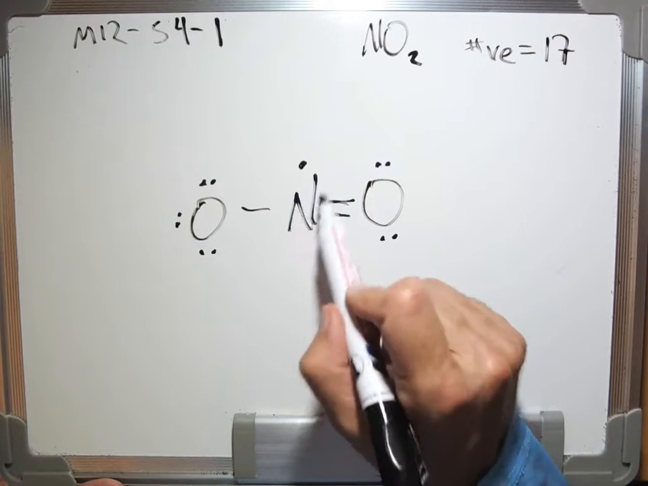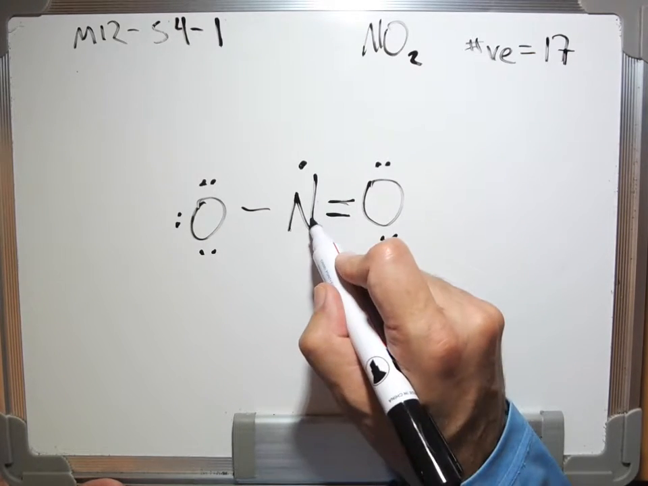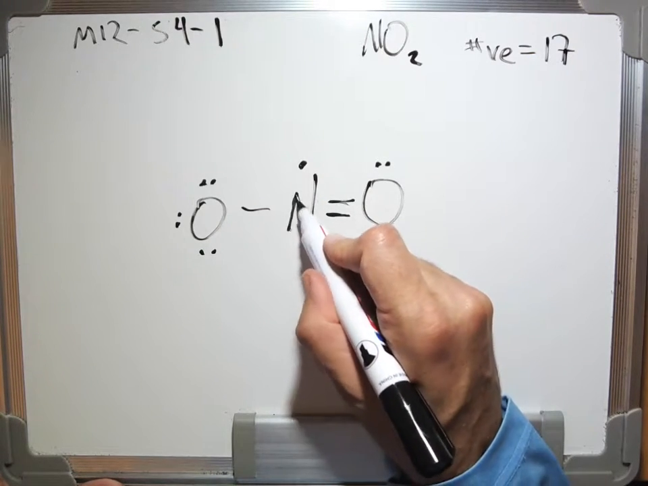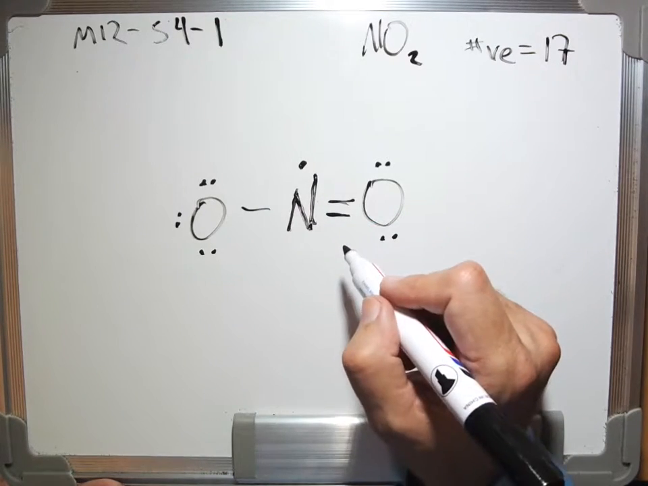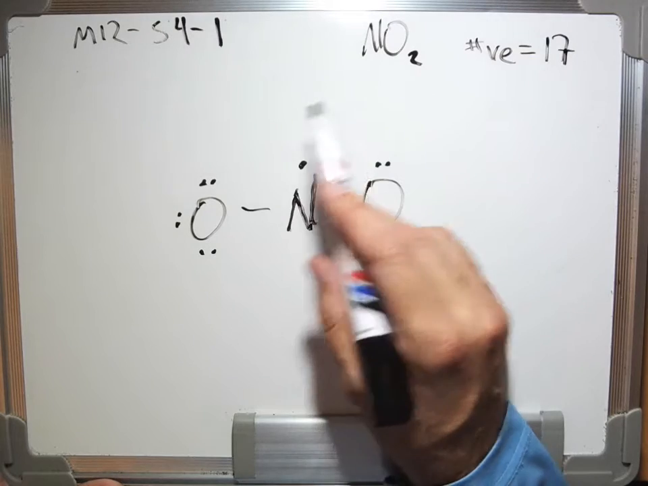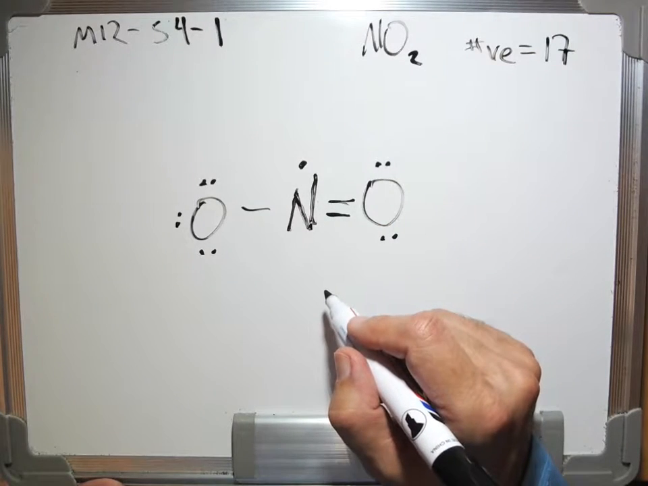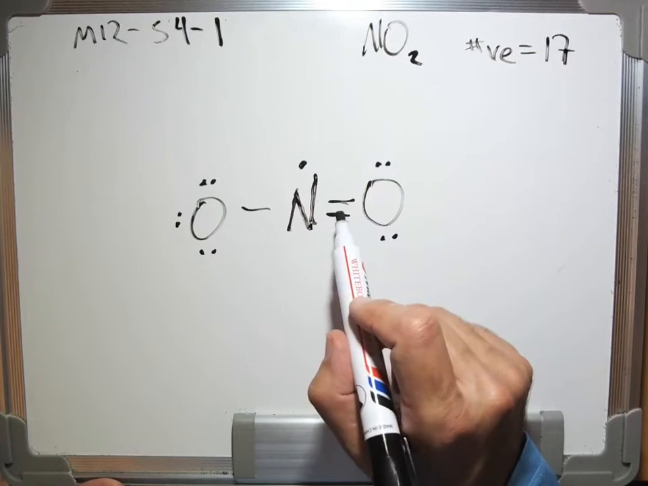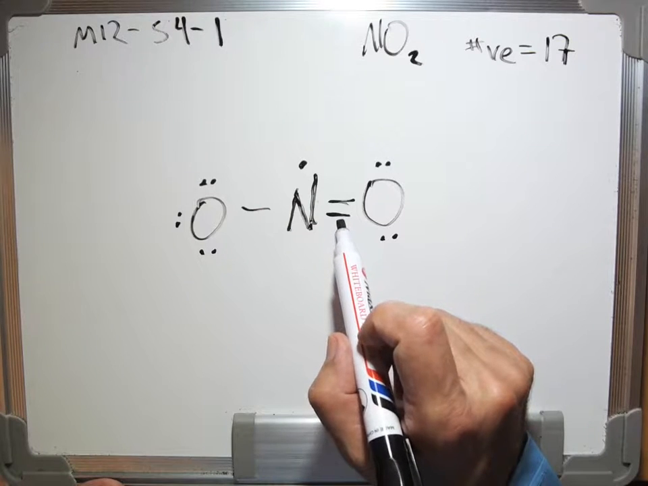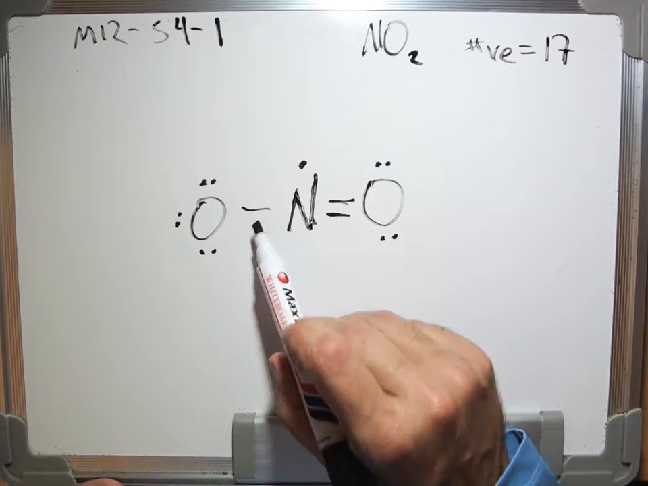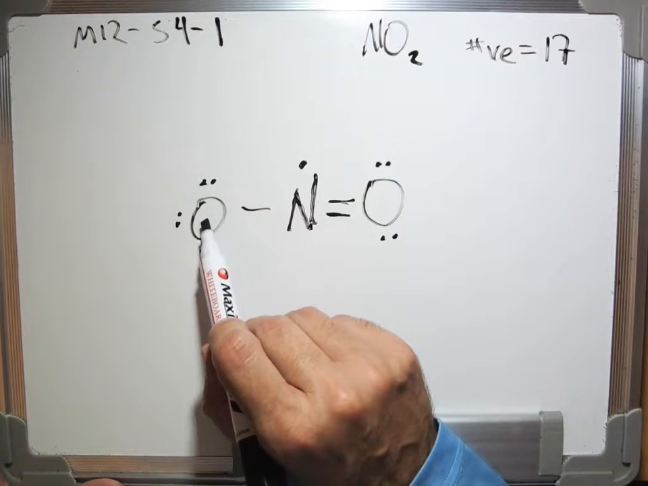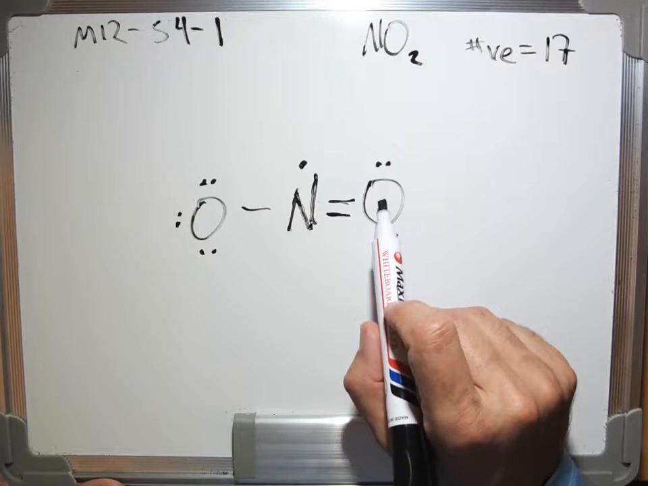I have a radical on that nitrogen, and in nature what we tend to see is that NO2 exists largely as a dimer, where a molecule is in close proximity to another molecule. I recognize this as an example of a molecule that would exhibit resonance. I could just as easily have placed that double bond here. In nature, again, this nitrogen to oxygen bond is the same as this nitrogen to oxygen bond.